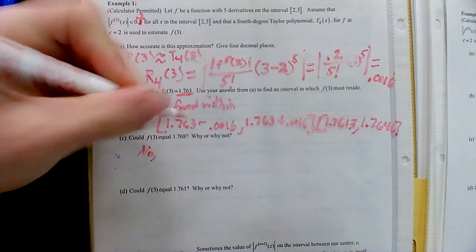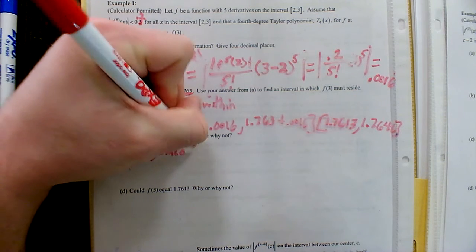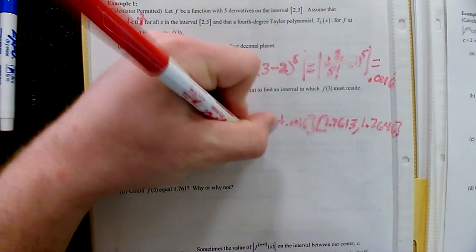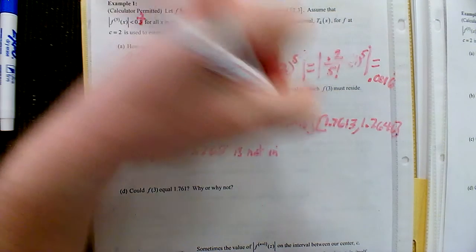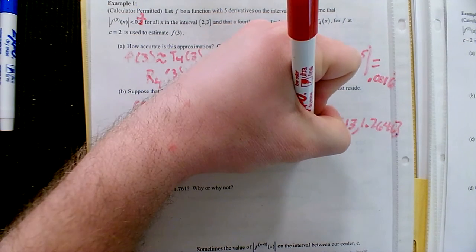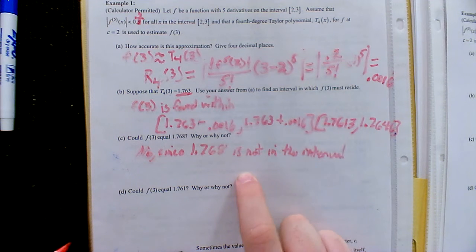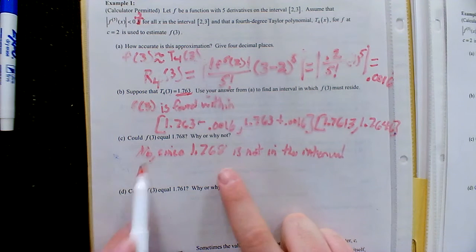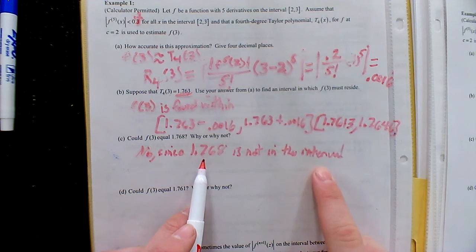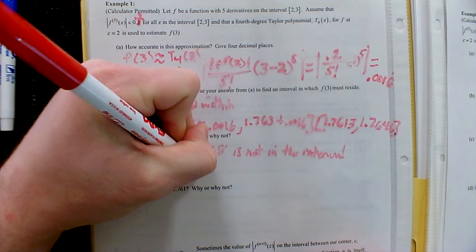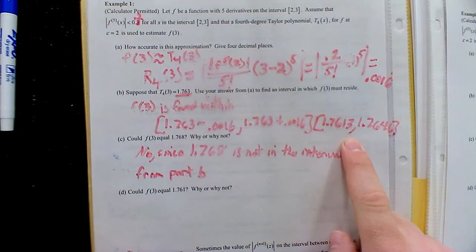So no, since 1.768 is not in the interval. And we're going to specifically say, so if this was like an open-ended response on a test, no, since 1.768 is not in the interval from part B. That way they know exactly what you're referring to. They know that you're talking about this interval right here, and that's what you use to find your answer.